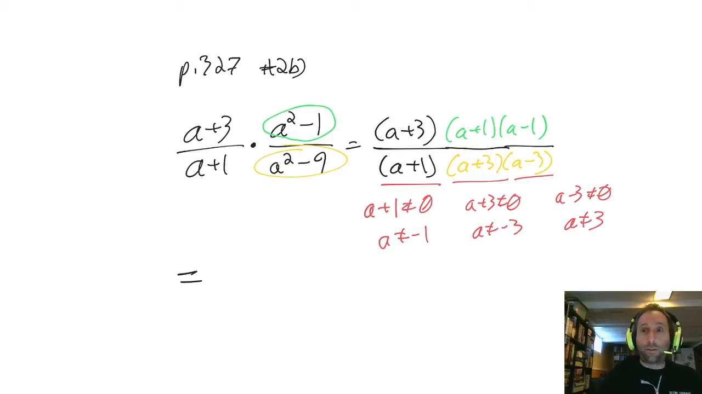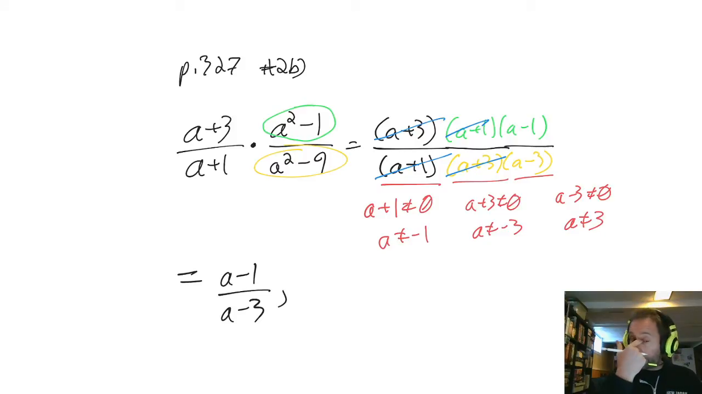So what factors are in common? So we have a plus 3 divided by a plus 3, that is equal to 1, provided that a is not negative 3. And we have a plus 1 divided by a plus 1, that is equal to 1, provided that a is not equal to negative 1. So what's left over here? We have an a minus 1 in the denominator. We have an a minus 3 in the denominator. So this is a minus 1 divided by a minus 3, provided that a is not equal to negative 3 or negative 1 or positive 3. So that's 2b.